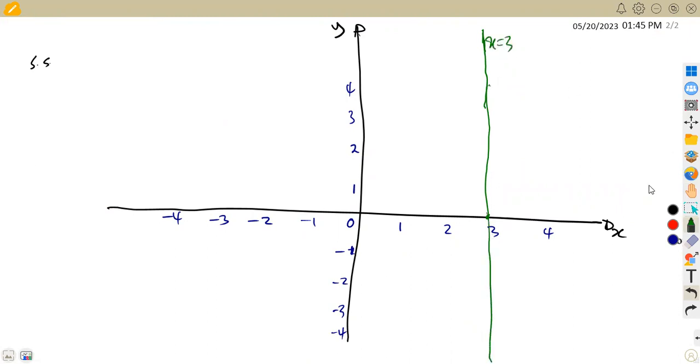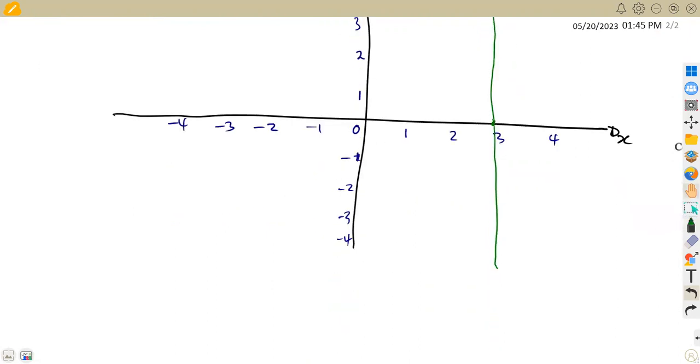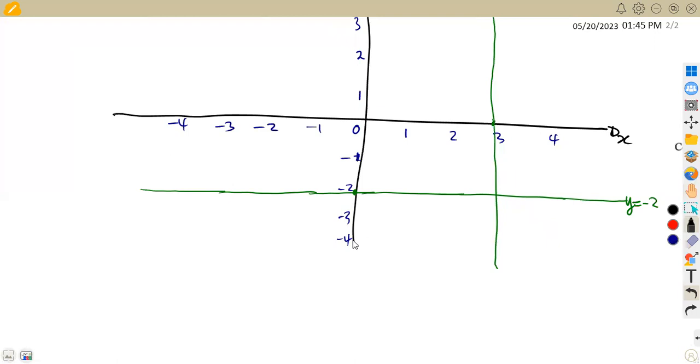x is equal to 3. Then another one was what? y is equal to negative 2. That is somewhere here. So pardon my sketch, guys. It's not that perfect, but this is what you're supposed to have. All right, so this is your other asymptote, at y is equal to negative 2, like that. Okay, so this is what you're going to have in this case.